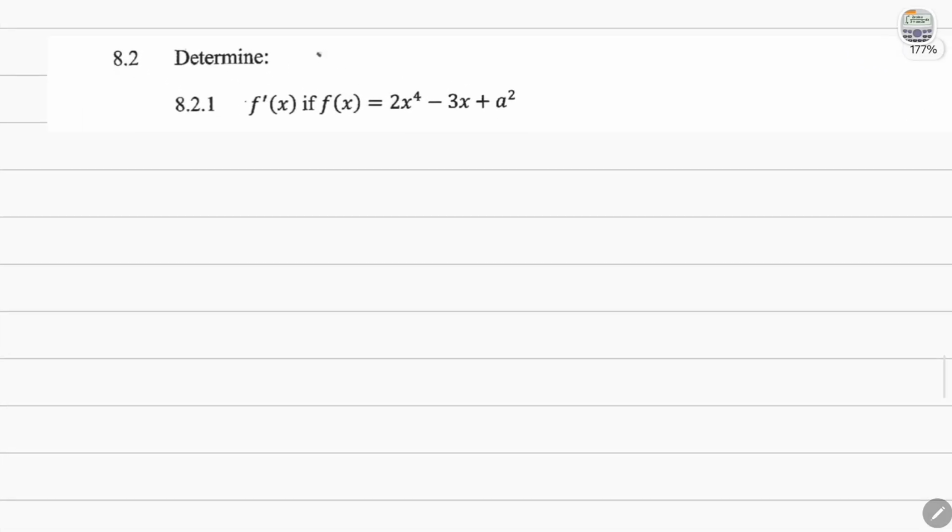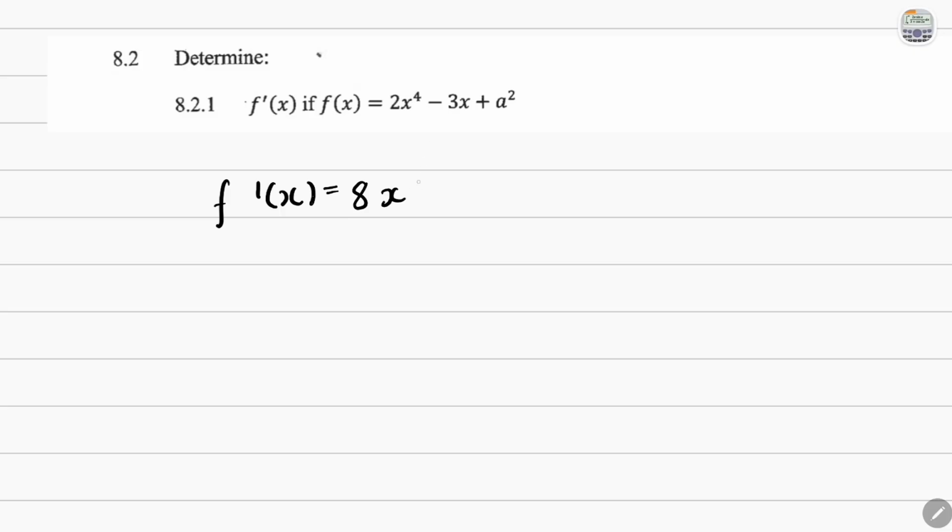Question 8.2.1 says we need to determine f prime of x if f of x is equal to this, and this is in terms of a. But please note that this is f of x, and we are finding the derivative in respect to x. Okay, so this, despite the fact that it's an a, it's still going to be considered as a constant because it's not in terms of x. Okay, so this means we're saying f prime of x is equal to coefficient times exponent.